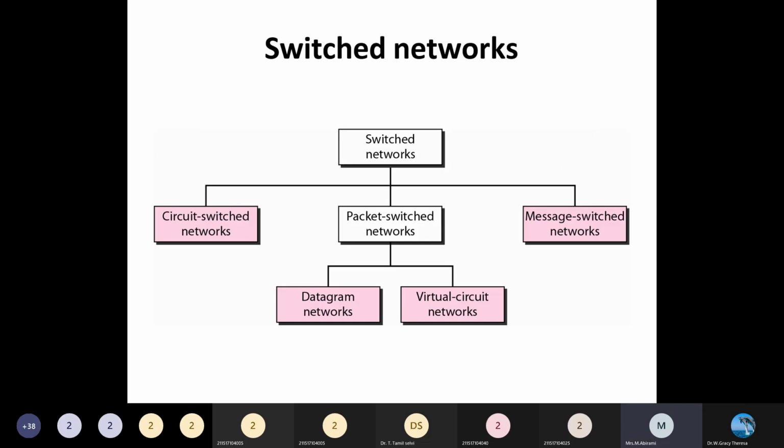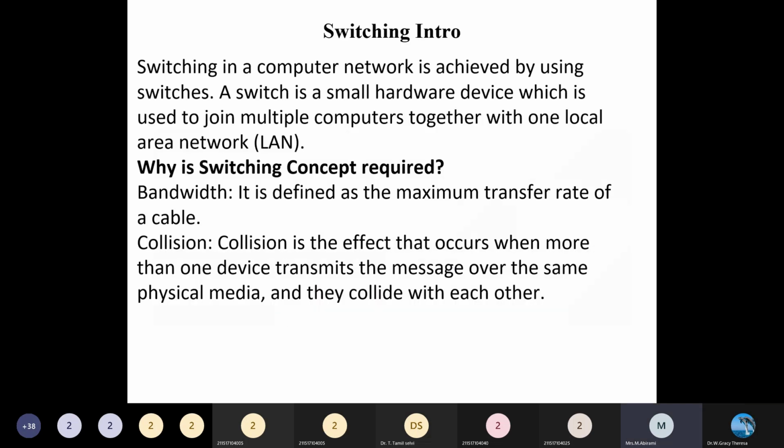In a switching network, it depends on the devices. Small pieces of data have to be connected, and that is called hardware. So using two metrics, bandwidth and collision, we see how the data transfer occurs.